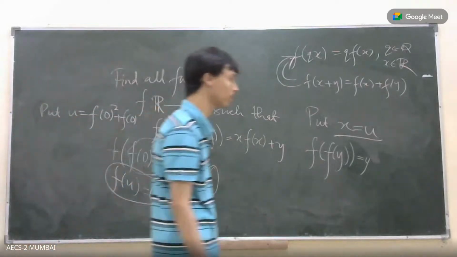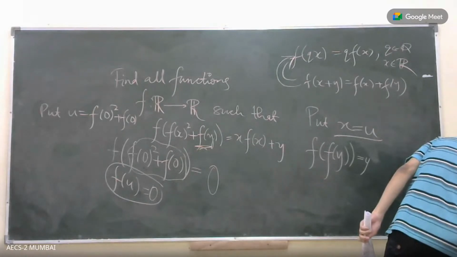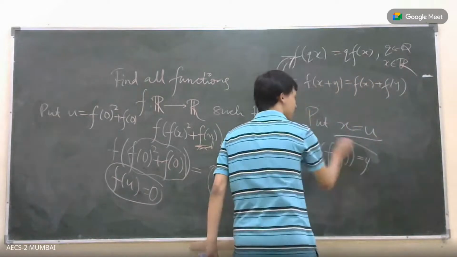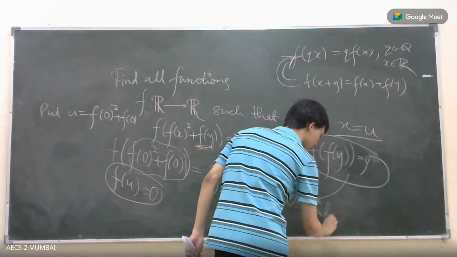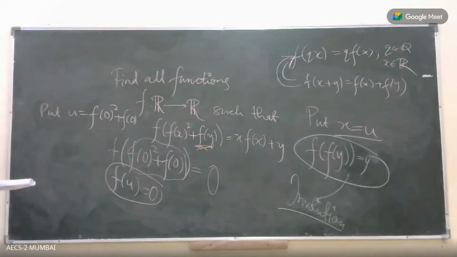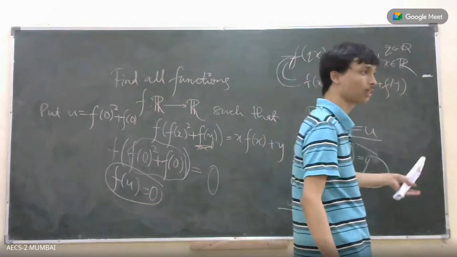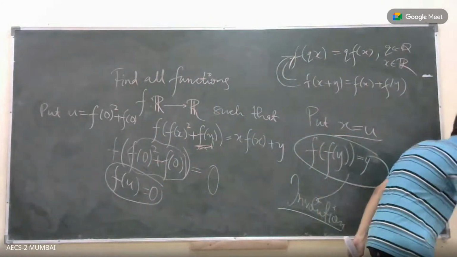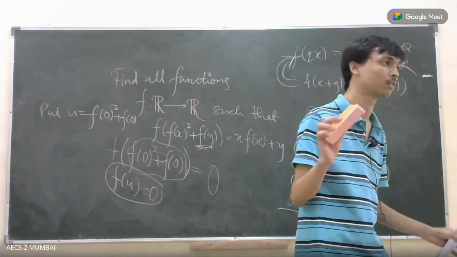So now, once again, like Cauchy and Jensen, this will have a very special name. It's called an involution. So functions which satisfy f(f(y)) equal to y for all y, for every input, are known as involutory functions, or this is known as an involution. Involution basically means that if you apply the same function twice, you get back what you had.